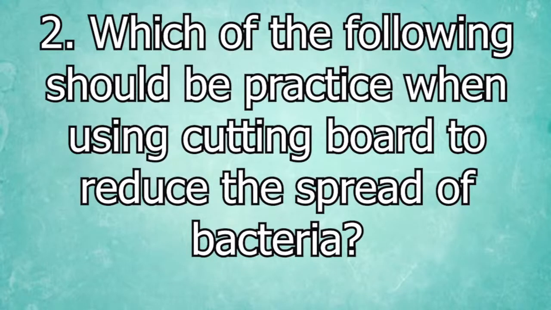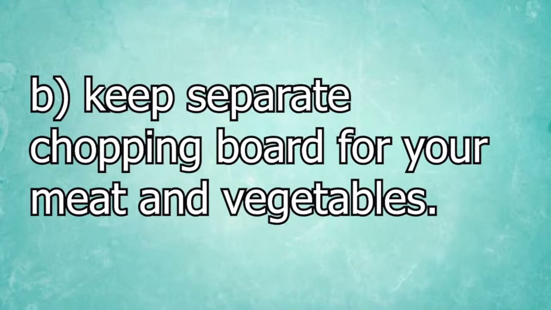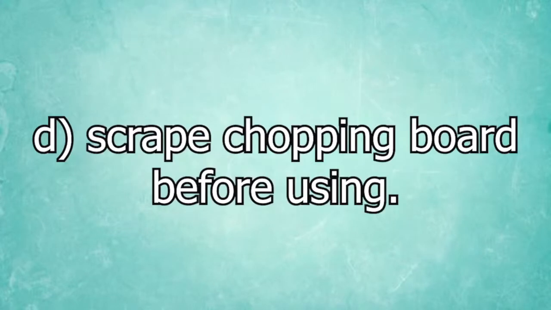Number 2. Which of the following should be practiced when using cutting board to reduce the spread of bacteria? Letter A. Use the same chopping board for different kinds of food. Letter B. Keep separate chopping boards for your meat and your vegetables. Letter C. Clean the chopping board if needed. And letter D. Scrape chopping board before using.